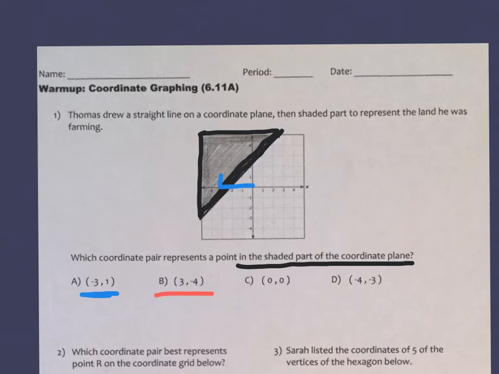3, -4. So I begin again at the origin. The x value is 3, a positive number, so I run to the right 3. The y value is -4, so I jump down to -4. B is not in the shaded area.